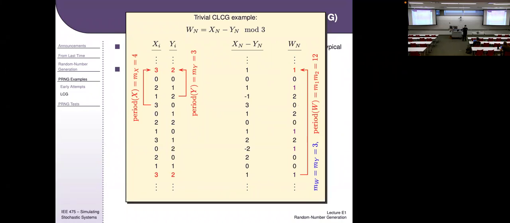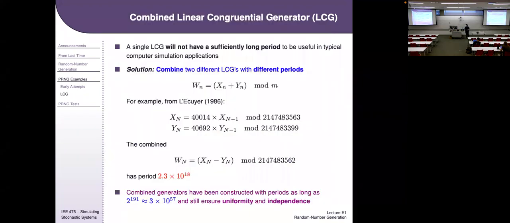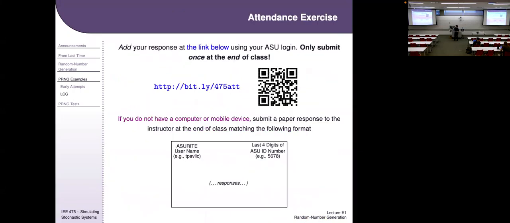All right, so any questions about the CLCG? Does that make sense? Okay, questions online? All right, and so now modern ones have even longer periods, so they're pretty big.